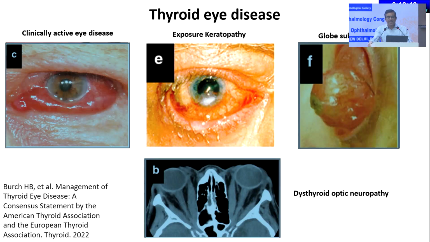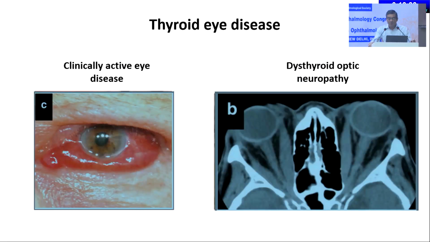So basically, these are the four common presentations that a patient with thyroid eye disease can have: clinically active eye disease, exposure keratopathy, globe subluxation, and dysthyroid optic neuropathy. The patients who come to us, and where we are mainly involved in decision making, have either clinically active eye disease or dysthyroid optic neuropathy. Purely dysthyroid optic neuropathy patients usually come less directly to us, but may have coexistent clinically active eye disease.